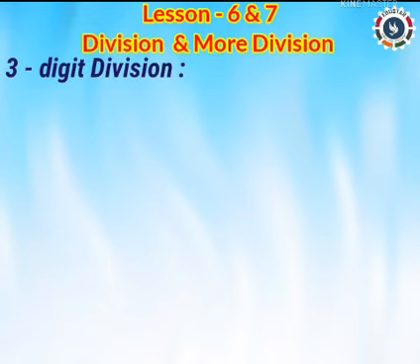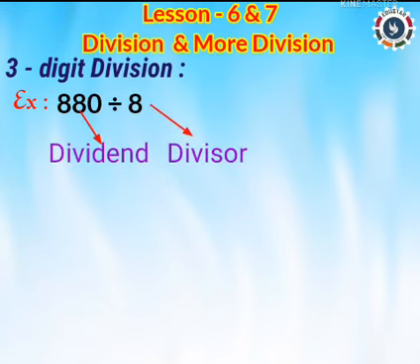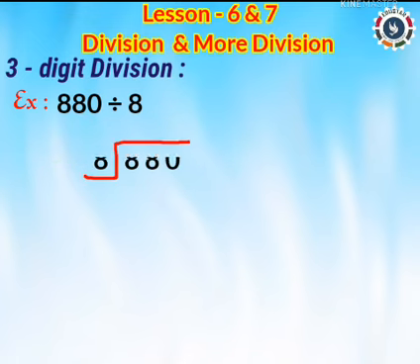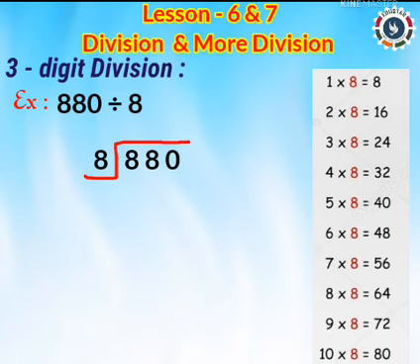Next, division of 3-digit numbers using long division method. For example, 880 divided by 8. Here 880 is dividend, 8 is divisor. Write 880 inside the division box and 8 outside. Always the division problem should be solved from the biggest place. Here the biggest place is hundreds. We can solve this problem using the 8 table. Before that, we have to compare this 8 with the 8 in hundreds place. This number should be greater than or equal to the divisor. Here 8 is equal to 8, so we can proceed.